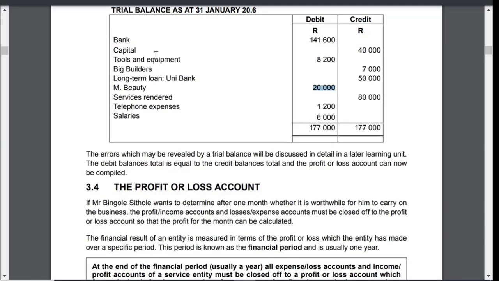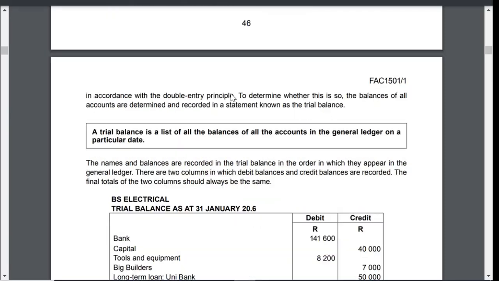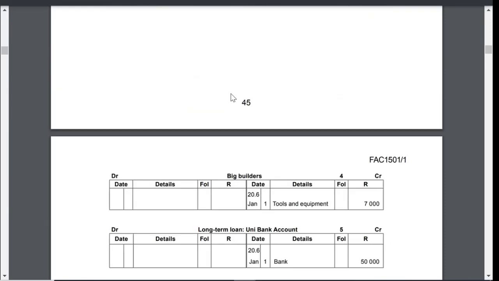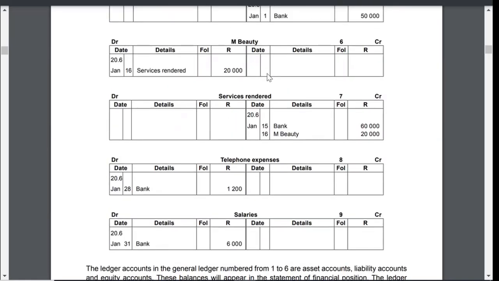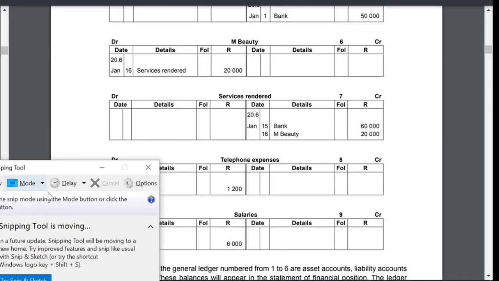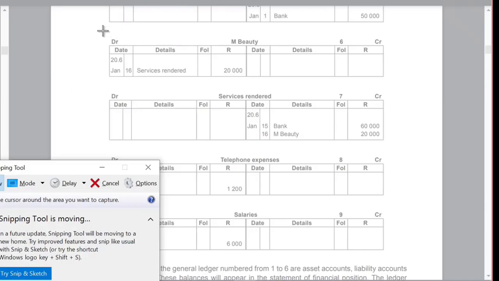And then the capital account, I think we saw from the last one, nothing changed there. And the tools and equipment, nothing changed. And Big Builders, it's also the same. The long-term loan, 50,000, is also the same. And then let's look at M Beauty, the data. There was a data called M Beauty. So let's look at M Beauty here.